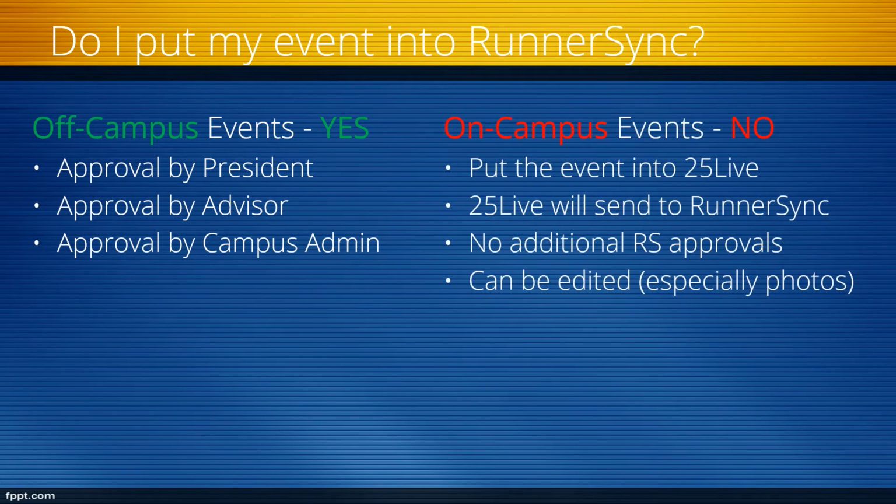If the event is an on-campus event, clubs do not need to put it into RunnerSync. Put it into 25 Live to request the space. Once the event reaches tentative status, 25 Live will send it to RunnerSync automatically. It does not have to go through an additional approval process. Once in RunnerSync, clubs can add details to the event like photos that aren't required as part of the 25 Live event request.